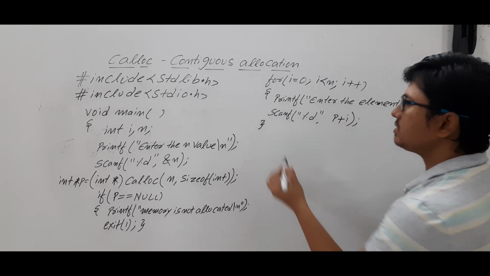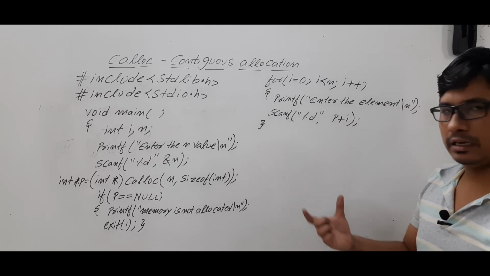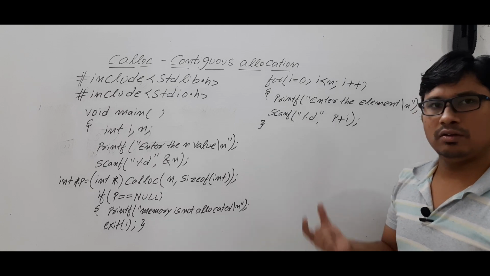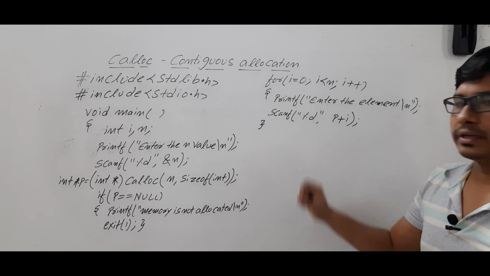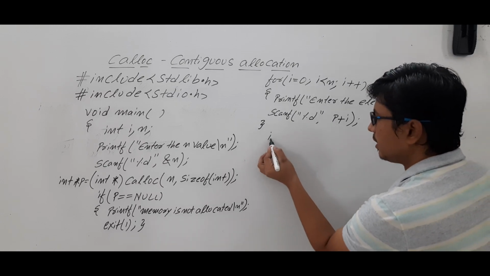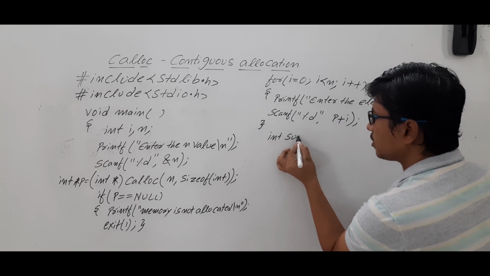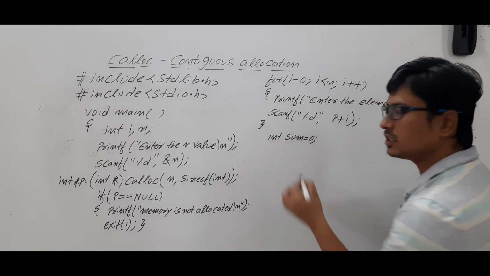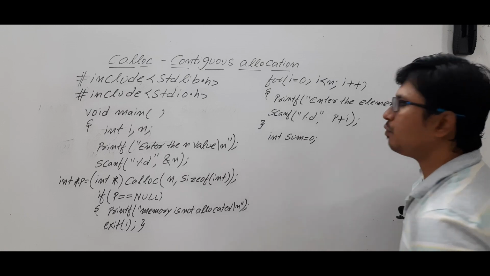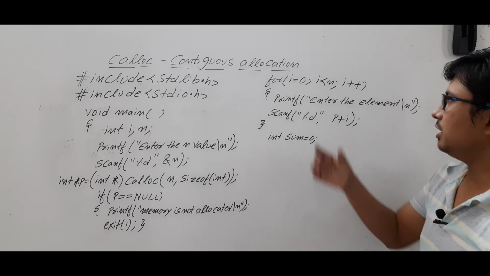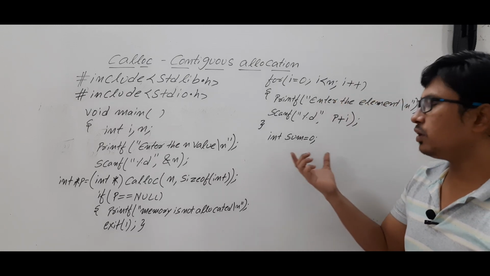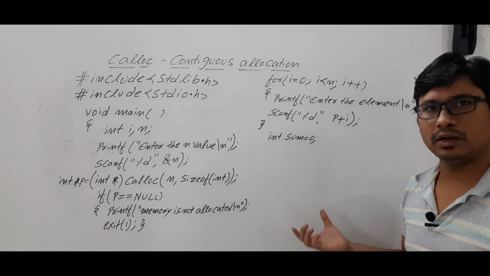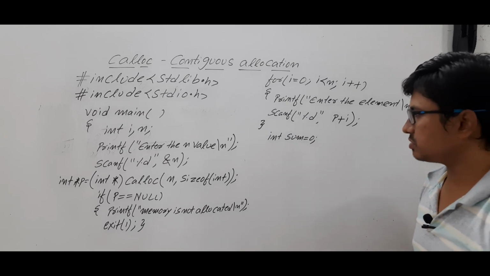Now once the user has entered all these elements, I will discuss the flow of this program later. First let me write the entire program. Then I am declaring one variable called sum and initializing it to 0. Now whatever elements you have entered, I want to compute the sum of those elements and display the output to the user.